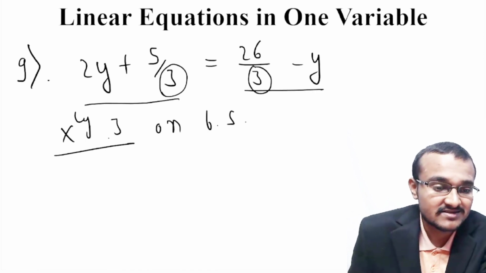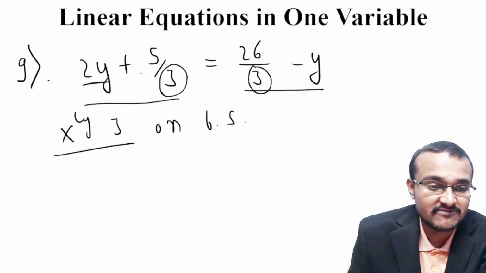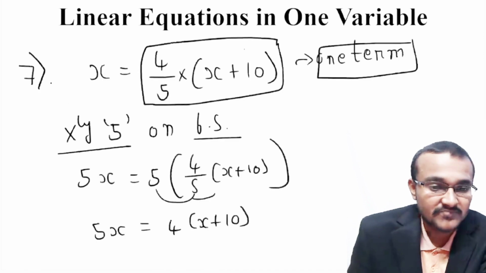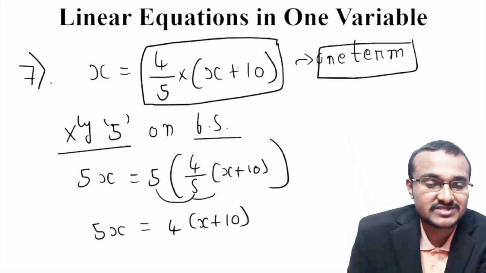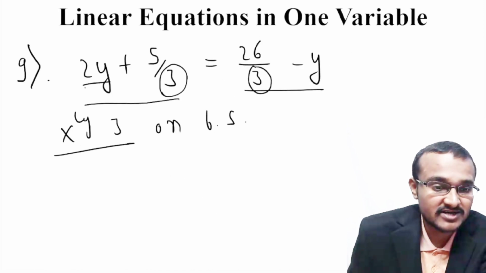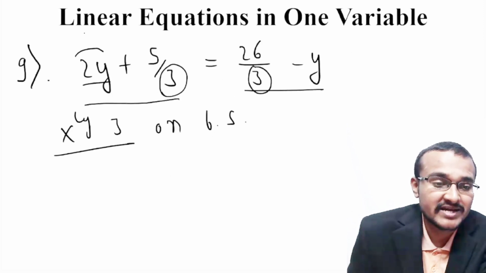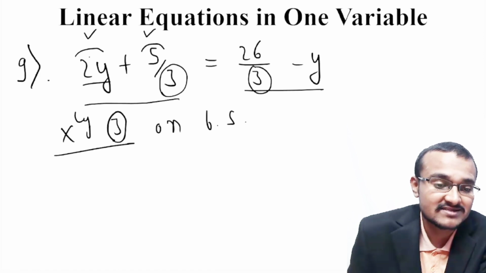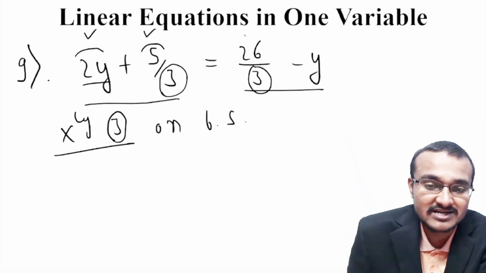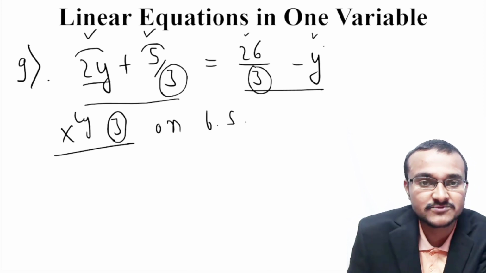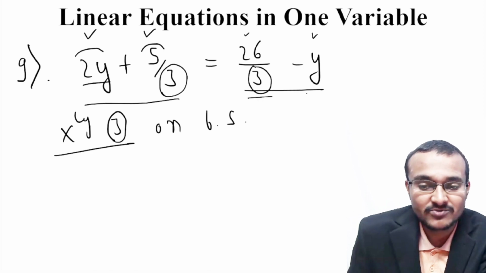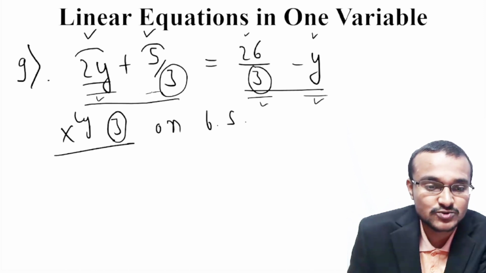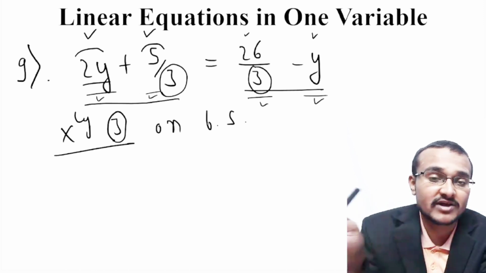So when you multiply this 3 for this LHS, then you should multiply for both the terms, because in the previous problem 4 by 5 into x plus 10 was there. So bracket was there. So this acted as one single term. But now in this particular case, there are two terms present. This 2y acts as one term and this 5 by 3 acts as another term. So now you should multiply this 3 for both terms, and even on RHS you should multiply this for 26 by 3 and minus y, because here there is no bracket, there is no multiplication symbol, hence these two act as two different terms. Here also these two act as two different terms. So you should multiply 3 for everything.